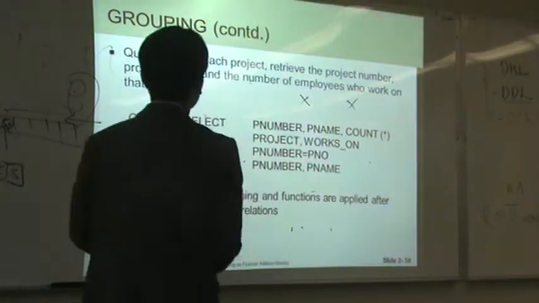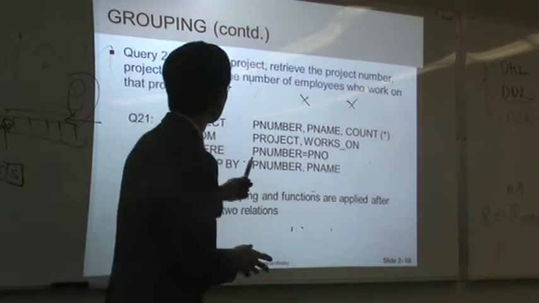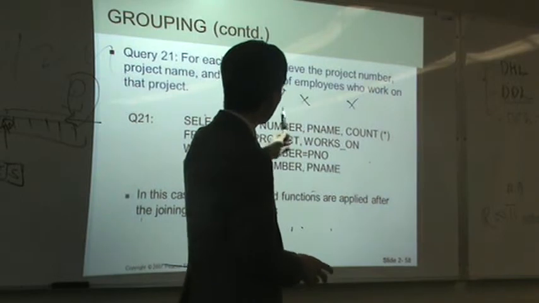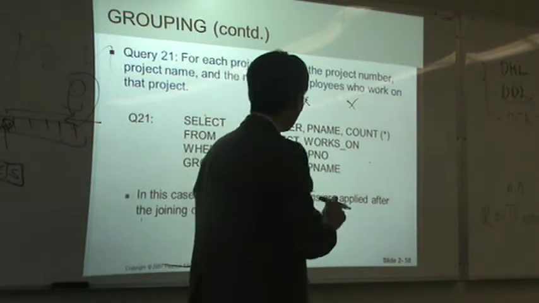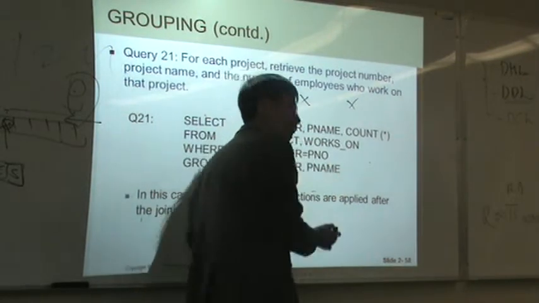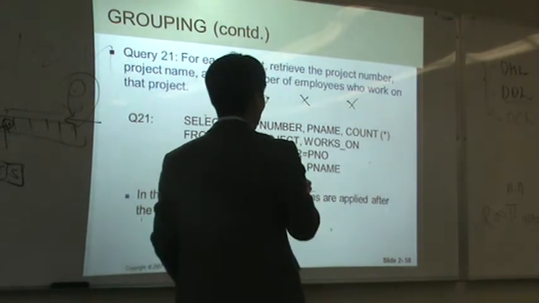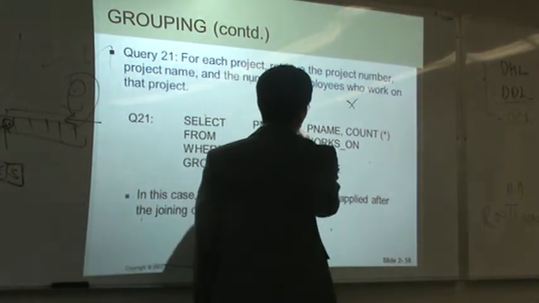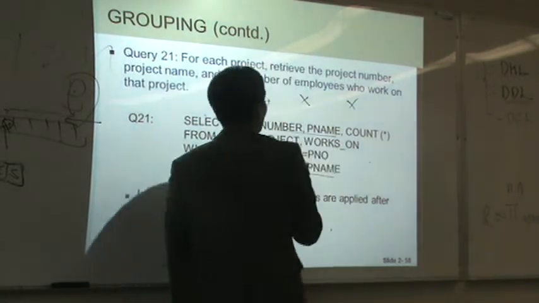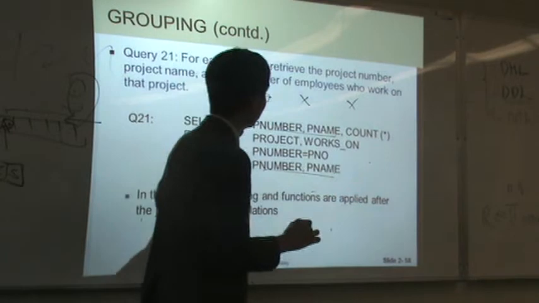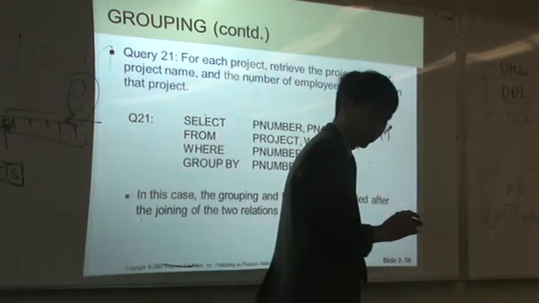So, for example, this is for each project. For each project, P number. But I want to retrieve the P name, so you can group by P number and P name. Not a problem. In this case, you had better have the same columns as the group by factor, otherwise you will get the error. Then you will get the output.